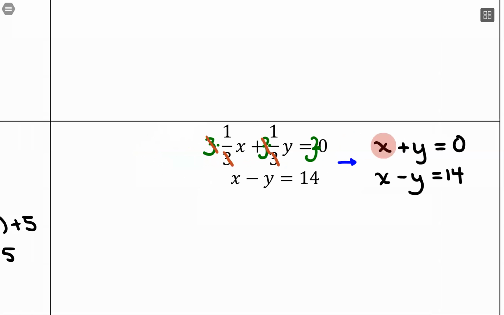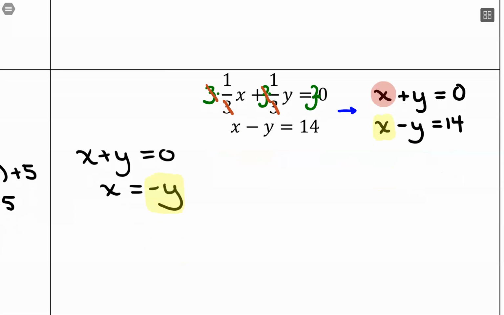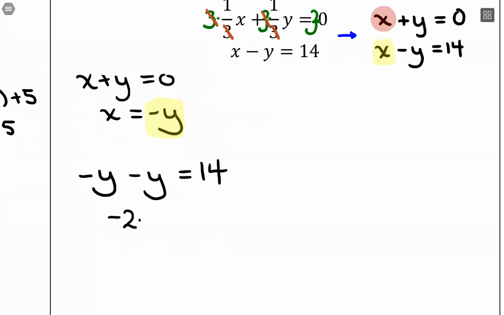So what I'm going to do is take that x plus y equals 0 and then solve for x. So subtract y from both sides. And I can see now that x is the same thing as negative y. So what I'm going to do is substitute into the other equation. So I used the top equation already, and now I'm going to substitute into the second equation. So where I have x, I'm going to substitute negative y, and then I have negative y minus y equals 14, which is a negative 2y equals 14, and then divide by negative 2 to get negative 7.